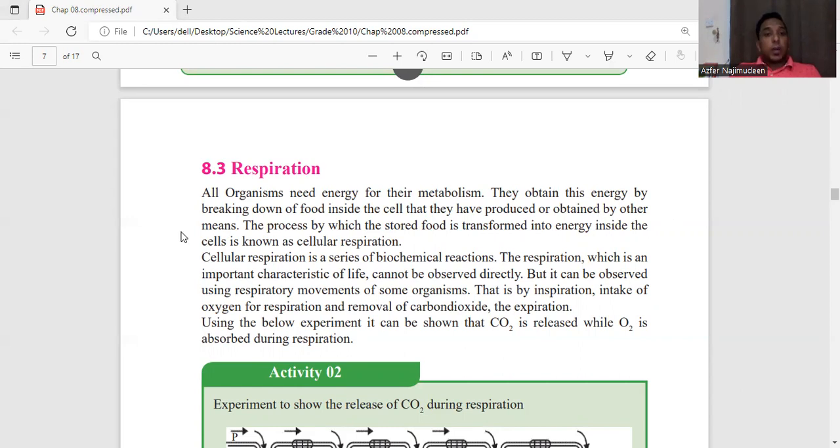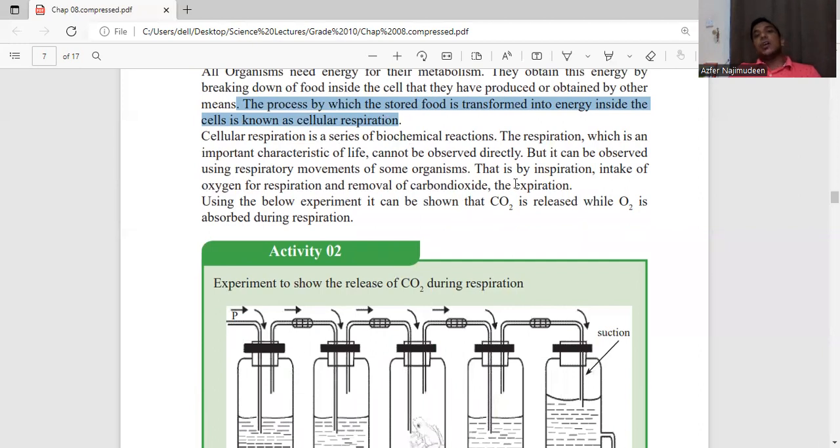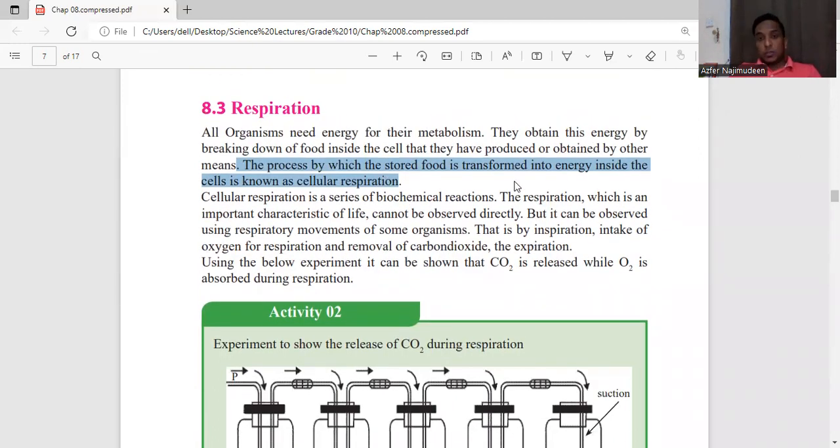They obtain this energy by breaking down the food inside the cell. The process by which the stored food is transformed to energy is known as respiration. So this is the definition for respiration. The process by which the stored food is transformed into energy inside the cells is known as cellular respiration.